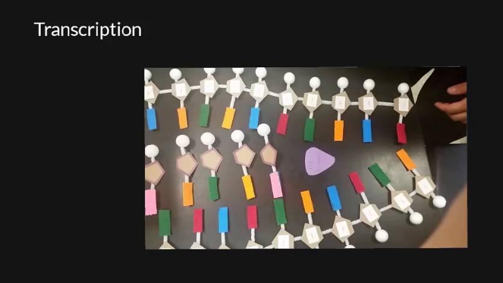The sense strand serves as protection for the antisense strand. The antisense strand is the strand that is transcribed, used as a template for transcription, in order to create an mRNA molecule that resembles the sense strand.